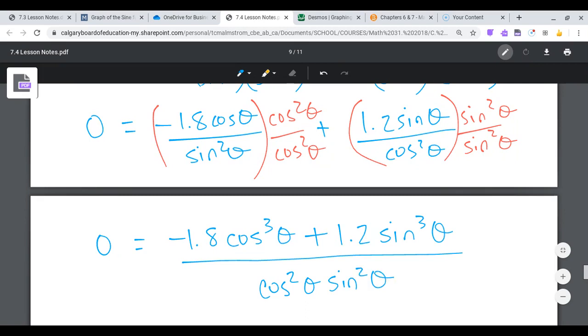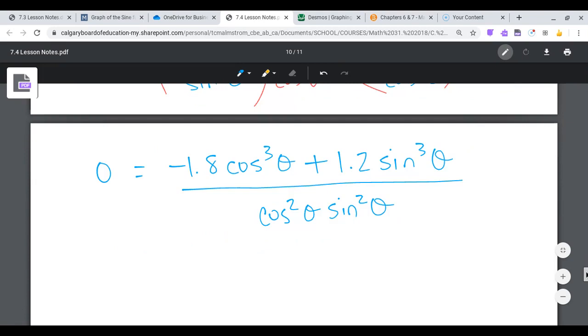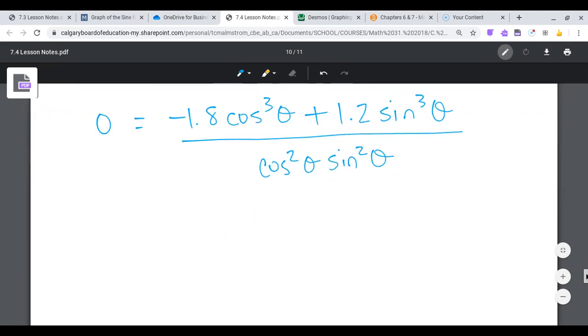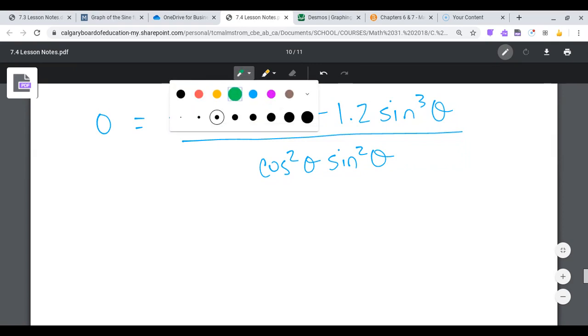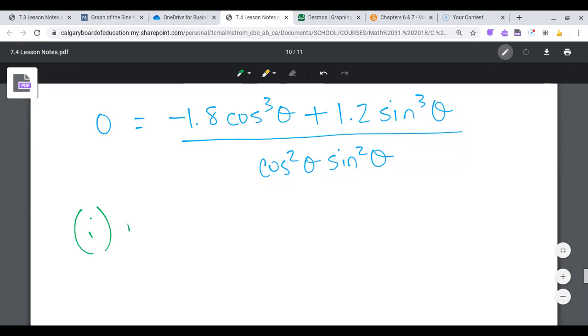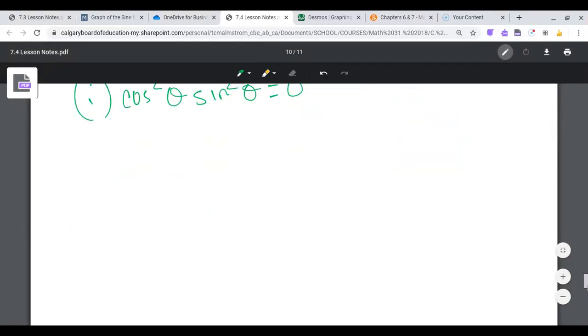Okay, so now we're going to find our critical numbers. And remember, we're looking for critical numbers where either the numerator or the denominator would be equal to 0. So when the first derivative is equal to 0 or undefined. So if I look at the denominator first, because that one's fast, cos squared sine squared theta would have to be equal to 0. That would make the derivative undefined. So I have two factors in there. I have cos and sine.